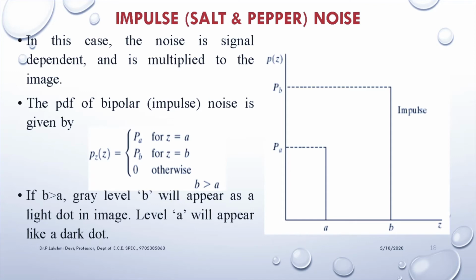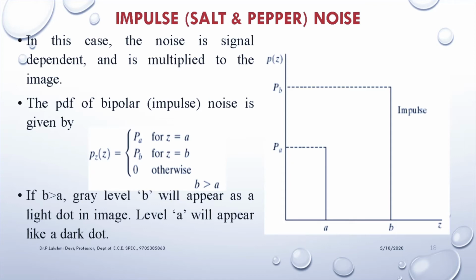That is, if Z is equal to A, the probability distribution function is PA. That's the meaning here, PA. If Z is equal to B, the probability distribution function is PB, that is, P of Z is equal to PB. These are the notations from this particular graphical representation. Otherwise, there is no probability distribution function appearing in its graphical representation. That's why for the otherwise case, it's 0.